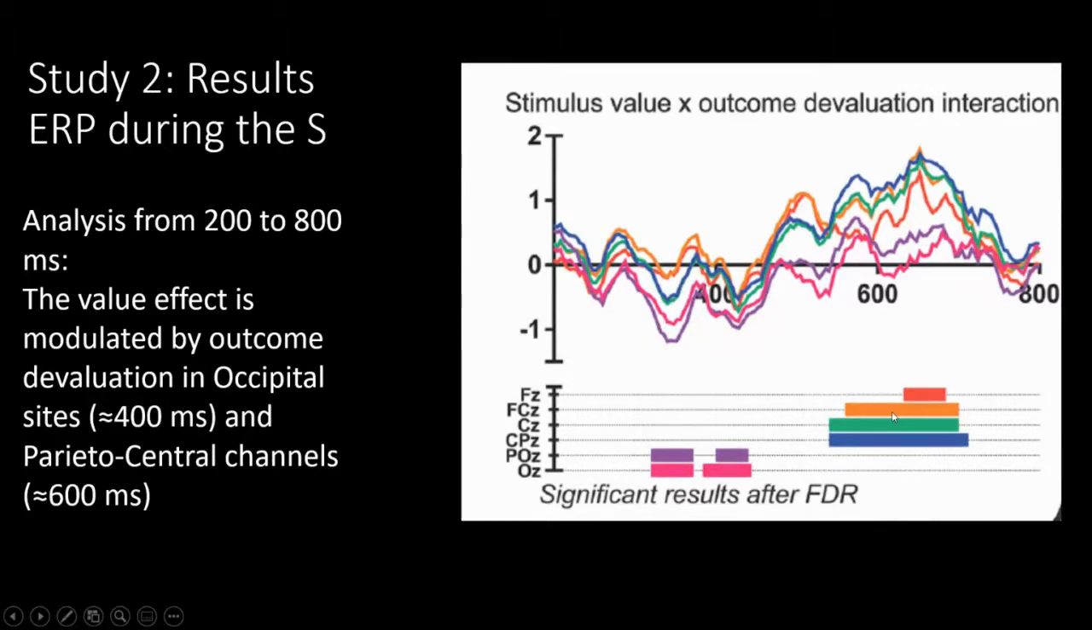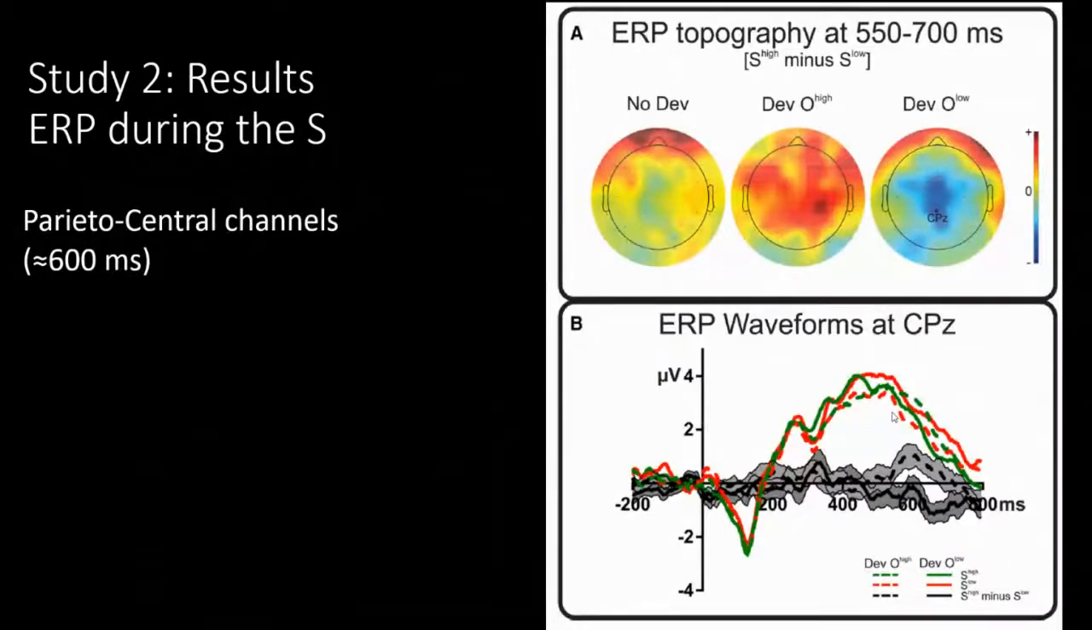What's the meaning of this? Well, what seems to be happening is that the effect of value took one direction when we devalued one outcome and took the other direction when we devalued the other outcome. So this is larger for the high than for the low, and here it is larger for the low than for the high. So basically, the effect of value is dependent on the ongoing value of the outcome. It's affected by the devaluation. And remember that the P1 wasn't affected by the devaluation.